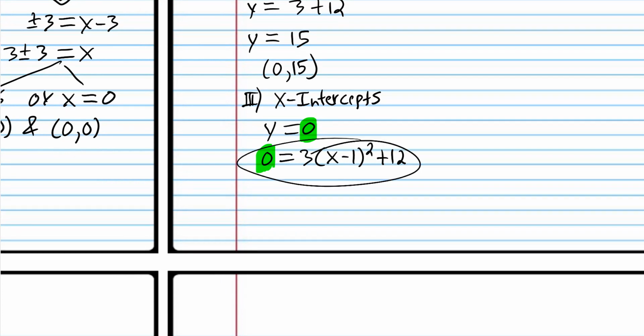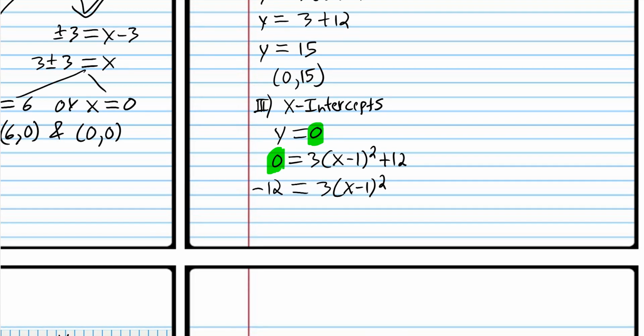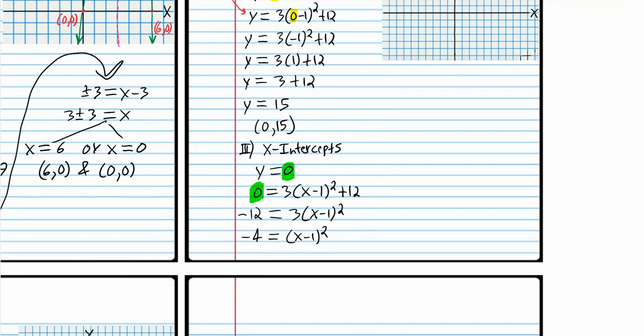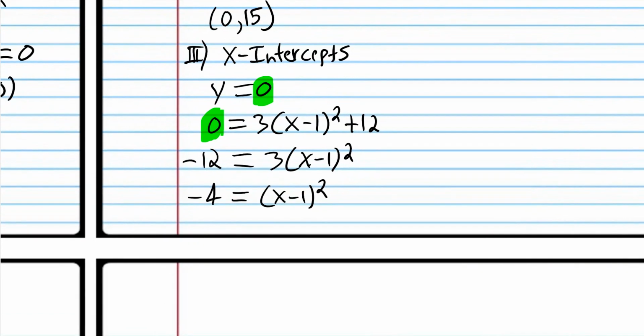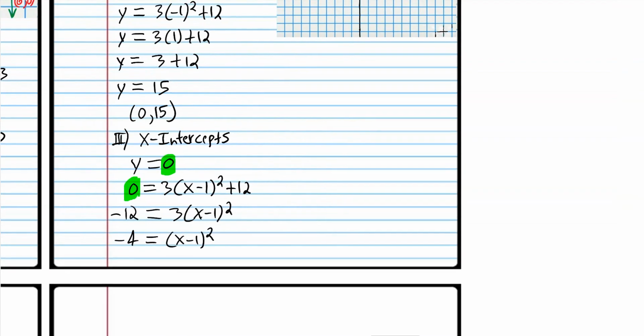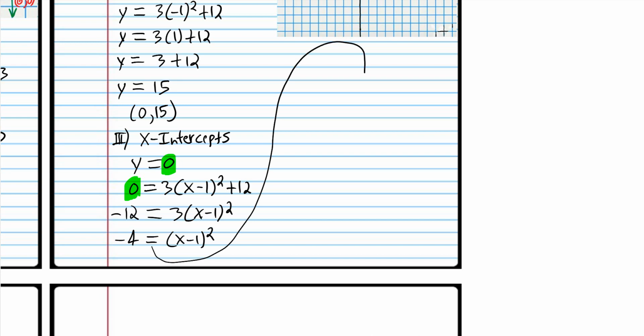So now we have to solve this equation, and of course we have to isolate the square. So we have to get rid of the 12 and the 3. So we're going to put the 12 on the other side, and then we're going to divide both sides by 3, and we get negative 4 is equal to (x minus 1) squared. And at that point, we can really stop. We don't really need to go any further because we know that you cannot square a number and then have that equal a negative number. You can't square something to get a negative number. It's impossible. But just to show you what's going to happen here, I'm going to actually continue with the algebra.